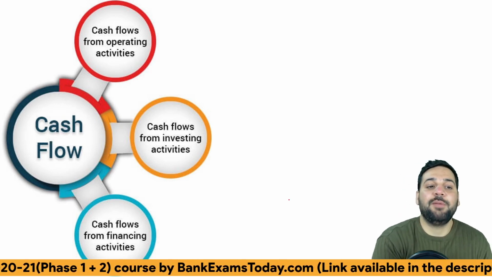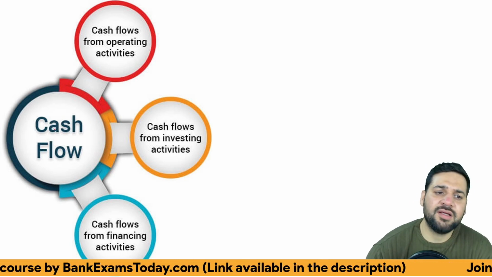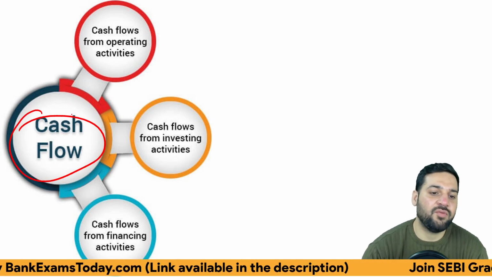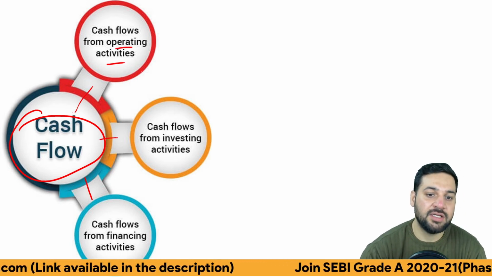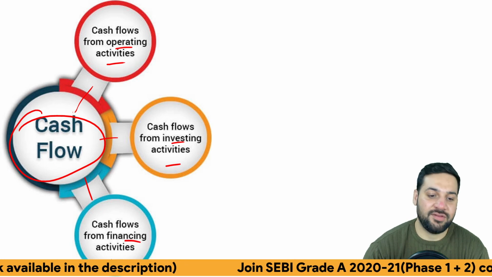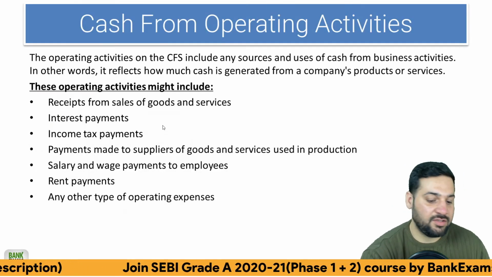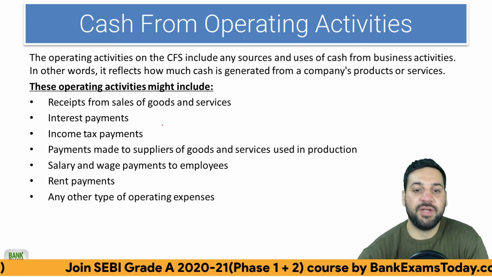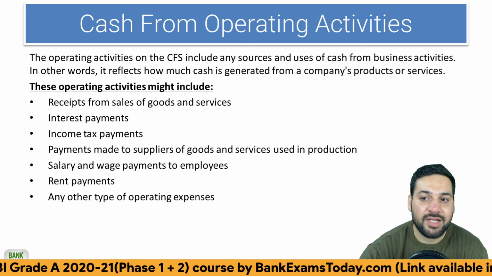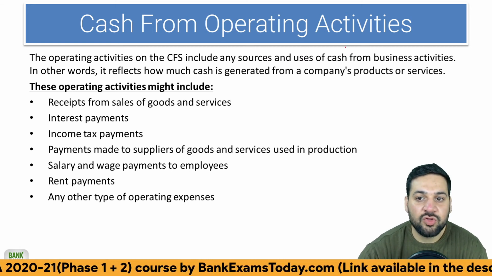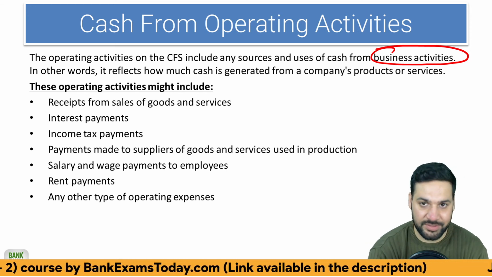So there are three types of cash flow activities. To understand the cash flows well, we divide the cash flows into three categories: operating, investing, and financing. When we talk about cash flow from operating activities, it means the cash flows from the day-to-day activities of the business. So cash flows from the business activities, that is operating activities.